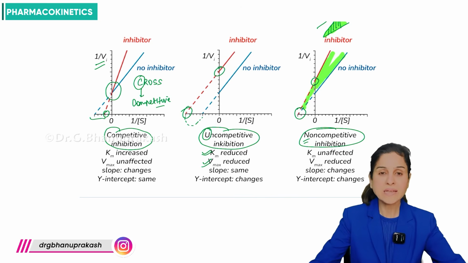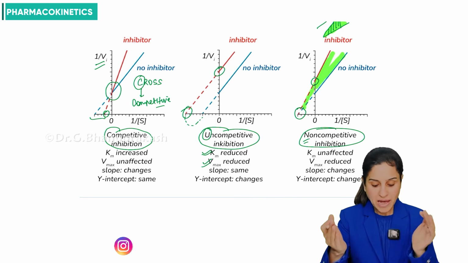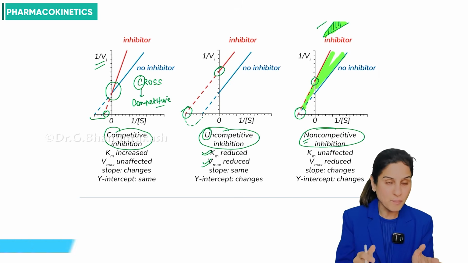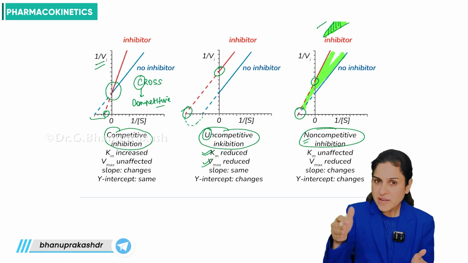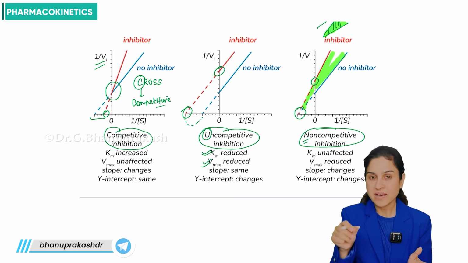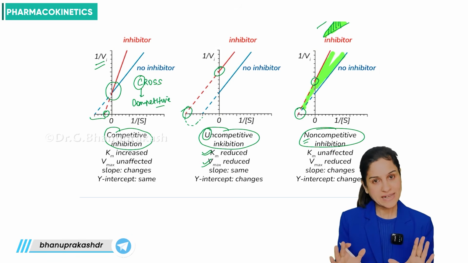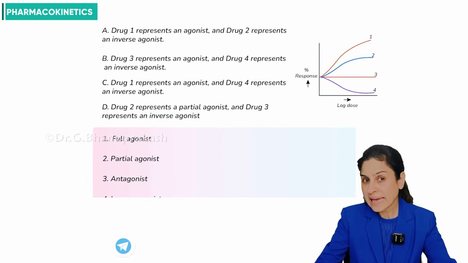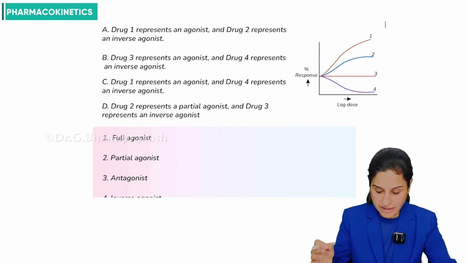So this is another graph which can be asked in the exam, and you're simply asked to identify it. This is the trick to identify: cross means competitive, U means uncompetitive, and the V in the N means non-competitive, right? Moving on to the next question, which is again a graph-based question, again very, very high yield.